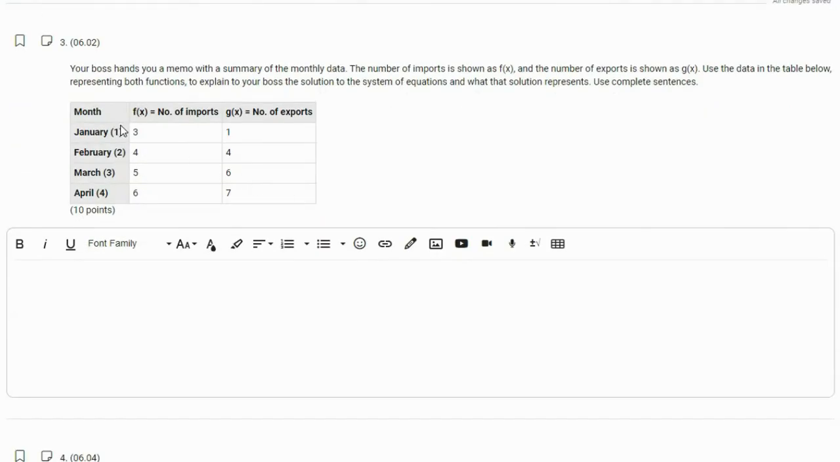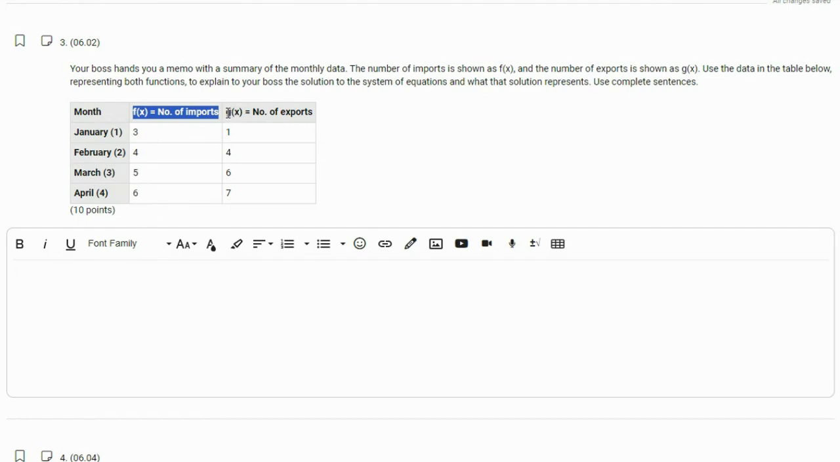Okay, this one you have a table, and this is actually two tables combined. Here's the x. The month is the x: January is 1, 2, 3. So that's the month number. And here's f of x, the first function. In January, it equals 3. In February, it equals 4. In March, it equals 5. In April, it equals 6.